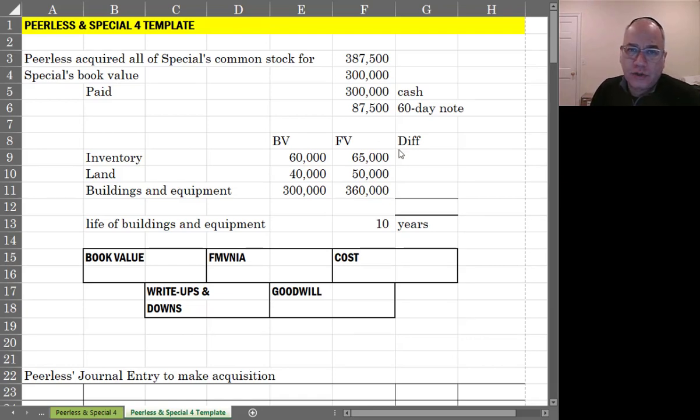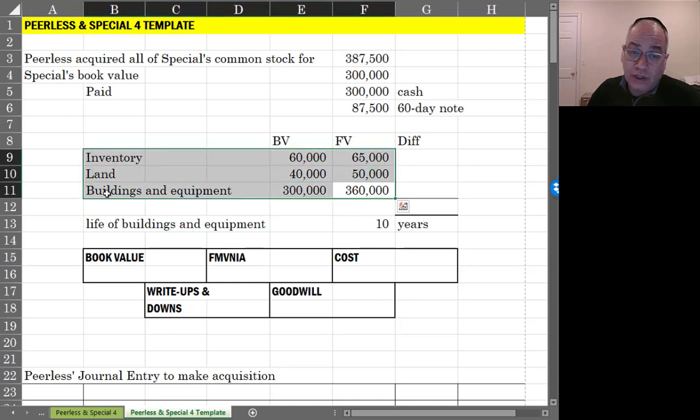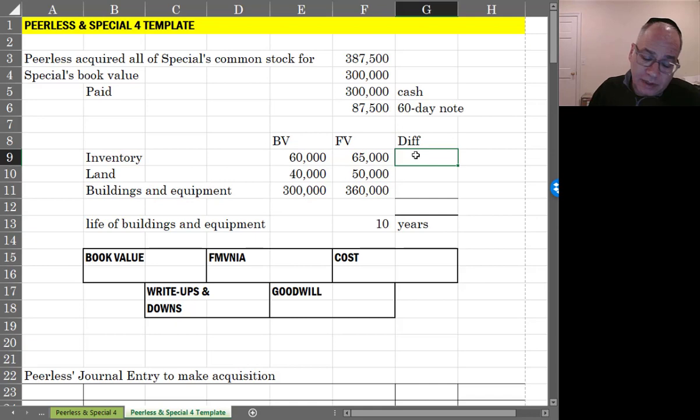So I'm at Peerless and Special for template. Peerless acquired all of Special's common stock for $387,500. Special's book value at the time was $300,000, and Peerless paid $300,000 cash and an $87,500 note. And these are the items that account for the differential: inventory, land, buildings, and equipment. Specifically, the inventory needed to be written up by $5,000.